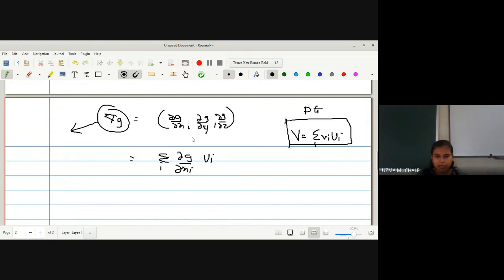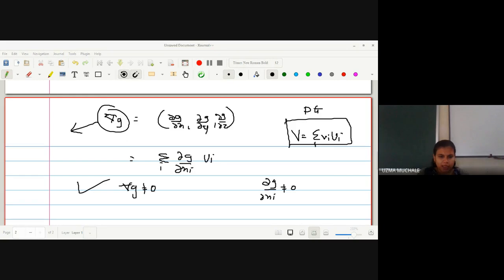So instead of x, y, z, I can write x1, x2, and x3, which ensures that del g is nothing but the summation of dou g by dou xi ui. Now we know that ui is a natural frame field, and dou g by dou xi is non-zero, which ensures that the value of del g is also non-zero. If your dou g by dou xi is non-zero, it ensures that your del g is also non-zero. Correct? On the whole surface M. Okay.